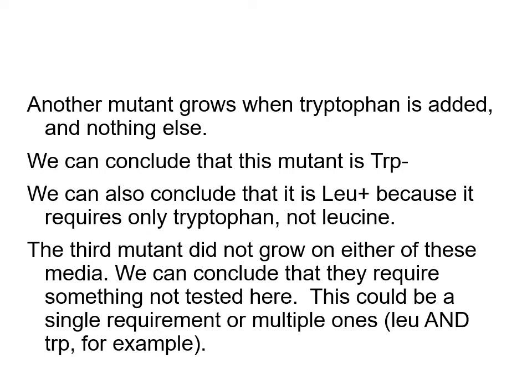Okay, so the other mutant, which was Trp minus, we concluded that that's Leu plus because it required only tryptophan, did not require leucine. Now notice that the other ones didn't grow on either of these, so we don't know what they require. We know they require something, but either Leu or Trp by itself is not sufficient to grow those. So those remain unknown auxotrophies from the plates that we looked at.